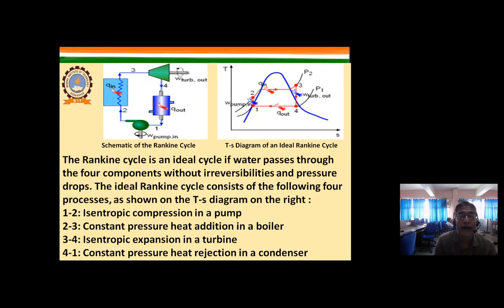In the TS diagram, we can see that 1 to 2 is isentropic compression in a pump, and 2 to 3 is the constant pressure heat addition in a boiler, 3 to 4 is isentropic expansion in a turbine, and 4 to 1 again is constant pressure heat rejection in a condenser.